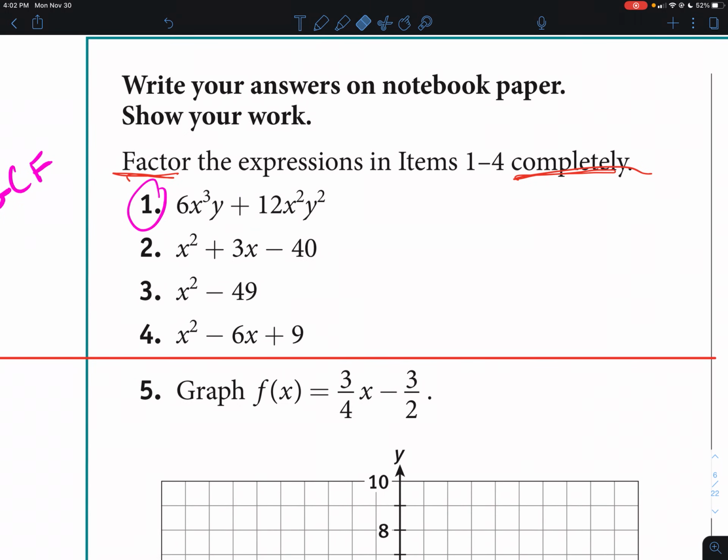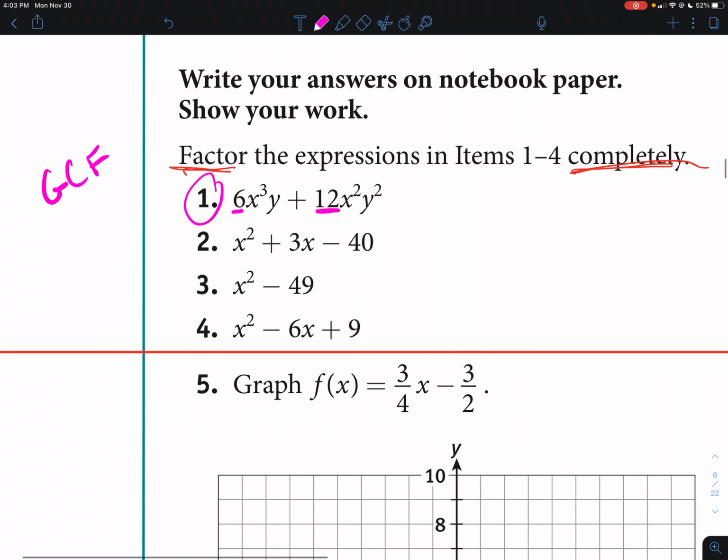So in the Khan Academy videos, he says to start by first looking at the coefficients, the numbers in the front. What do 6 and 12, what is their greatest, what is the largest number that they have in common? Greatest equals largest. That number would be 6. 6 is the largest number that 6 and 12 have in common.